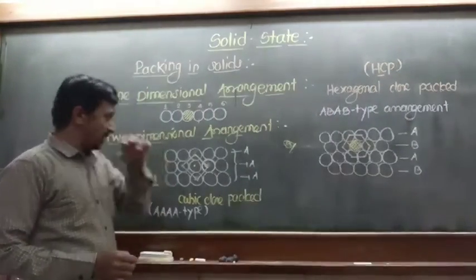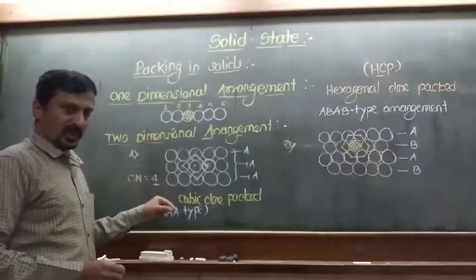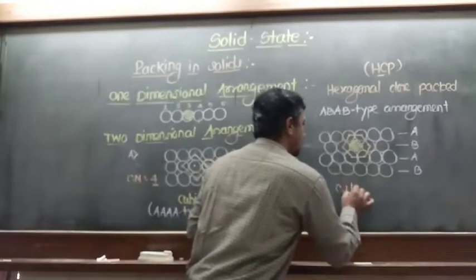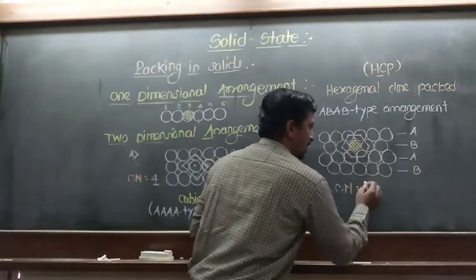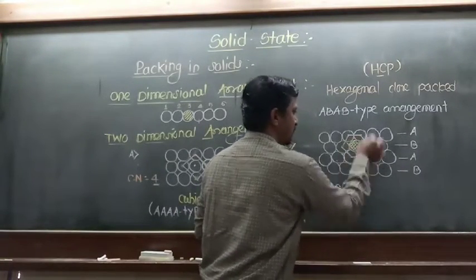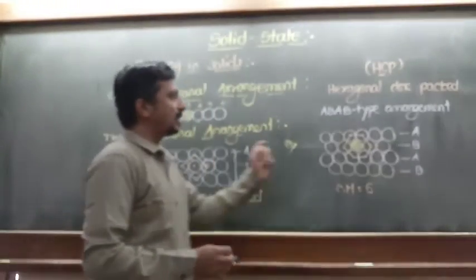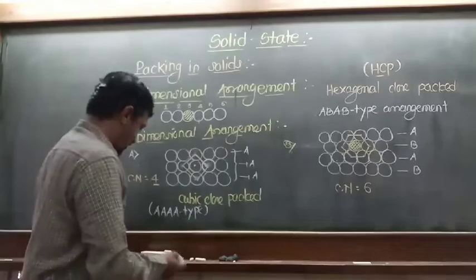It is called HCP. A type arrangement, cubic close packed. Hexagonal close packed arrangement, HCP, with coordination number 6: 1 2 3 4 5 6. Okay, so I hope you understand up to here, that is the 2-dimensional arrangement.